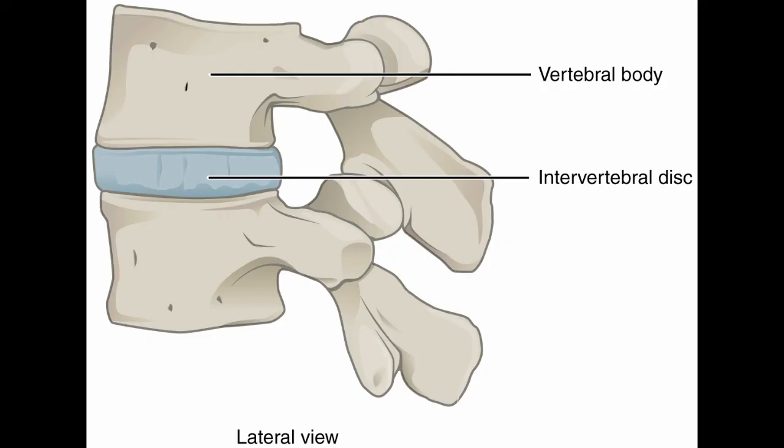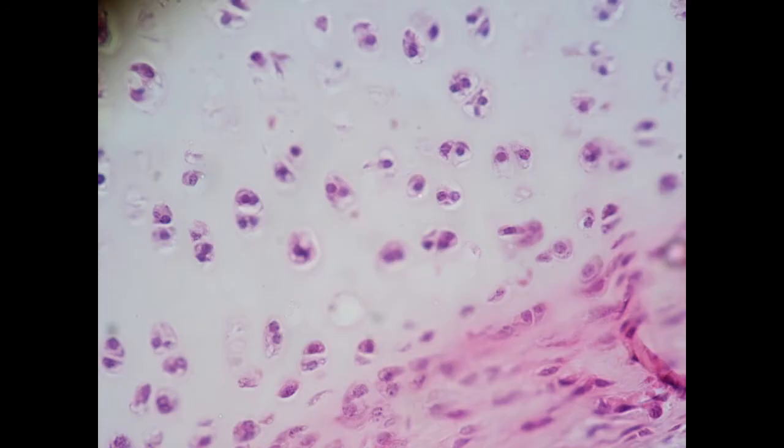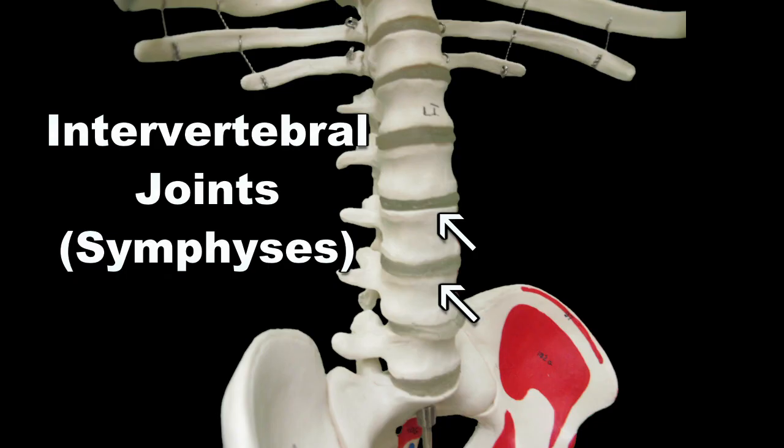The disc in between each vertebrae is primarily composed of fibrocartilage, but there is some hyaline cartilage covering the surface of the bones. By the way, these are called intervertebral joints.